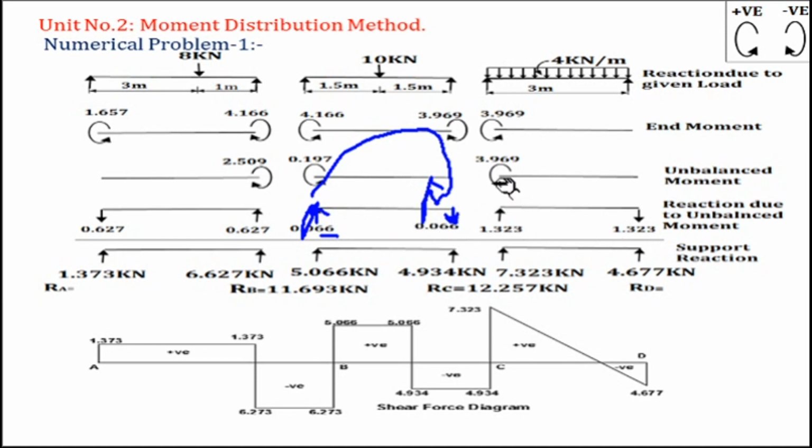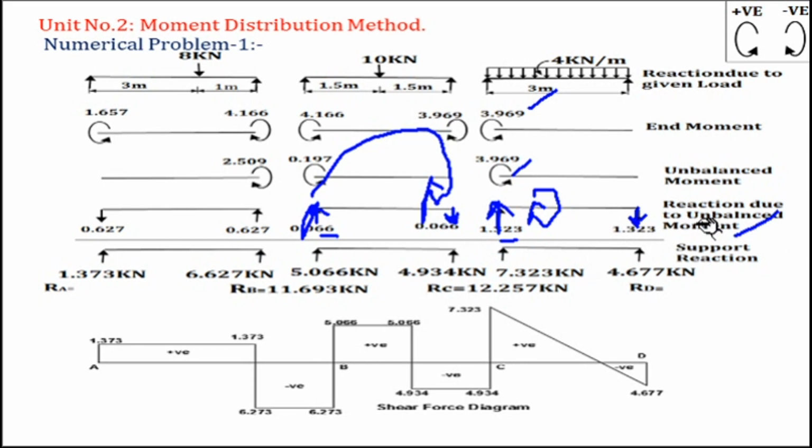0.066. Now next one, 3.969 unbalanced moment divided by this span 3, you have a value 1.323. Now how to show the arrow? First locate below the maximum moment, this is maximum moment 3.969, and show arrow up. Why up? When it rotates, it will create a moment opposite to this, so you have to show up. If it is up, at the opposite end you have to show directly downward, same magnitude. So likewise you have to draw the reaction due to unbalanced moment.